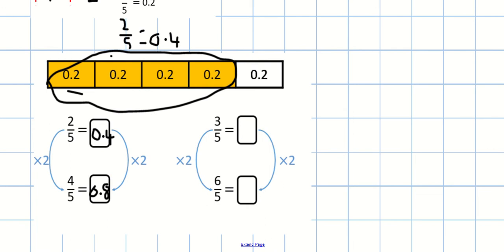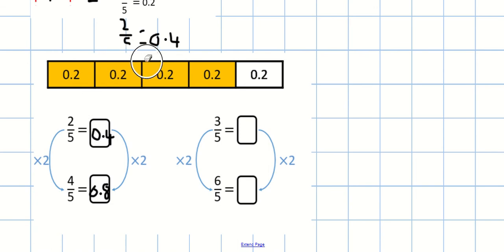And finally, 3/5. Well, we know that 3/5 altogether is going to equal 0.6, because we can work that out now because we can count them up. 1/5, 2/5, 3/5 altogether equals 0.6. What do you think 6/5 are going to equal if I'm timesing 0.6 by 2?